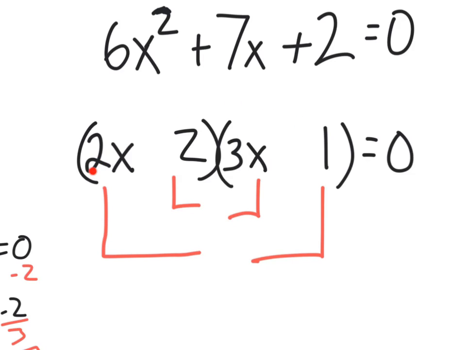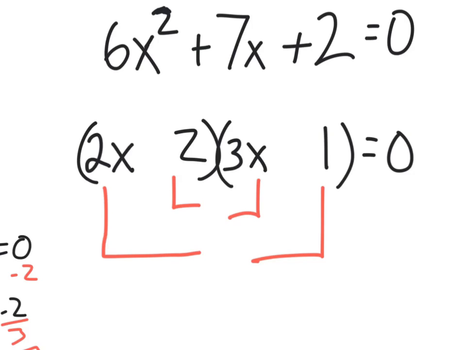2x times 3x is 6x squared. Beautiful, we're great. 2x times 1 is going to give us 2x. Okay, that's good. 2x times 3x is going to give us 6x. But we just said this is 2x, right? 2 plus 6 is 8, so that won't work. But 2 times 1 will give us 2, so that does work. But I'm not thrilled with that right there.